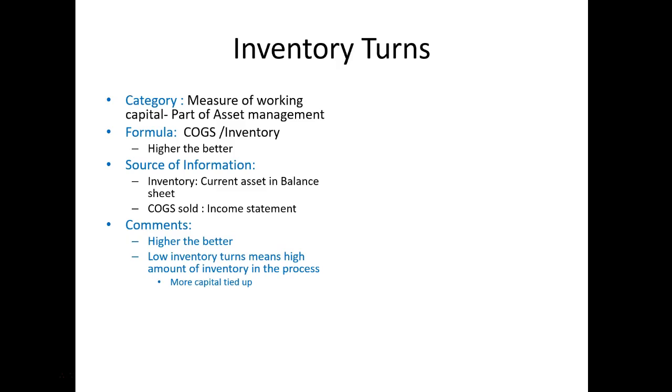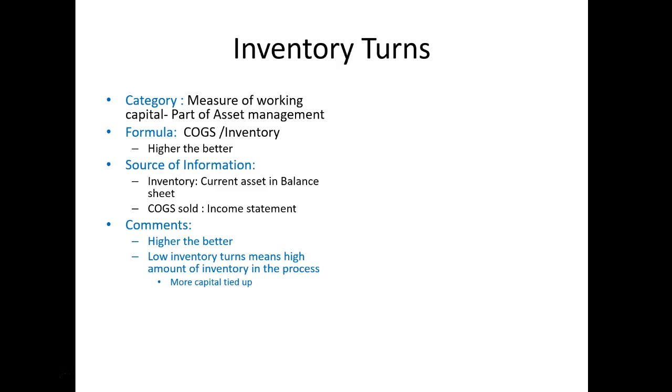Next one, inventory turns. The reason I pick inventory turns is because if you look at a retail store, how effectively they manage their inventory, what they bring, how quickly it stays there, is important. Because inventory is inventory till it's sold and we create profitability and cash from it. So the formula is cost of goods sold divided by inventory, and you want this number to be higher, the better. Inventory comes from current assets in the balance sheet, and cost of goods sold comes from the income statement.